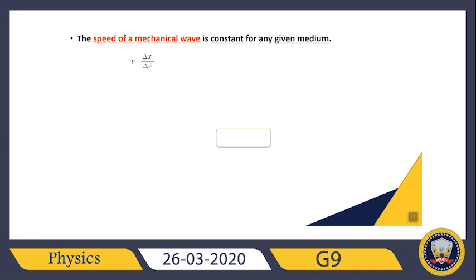So we are going to substitute Δx by λ and Δt by T, capital T, for the period. So it will be v equals λ over T. And since f equals 1 over T, the frequency equals 1 over the period, we substitute 1 over T by f. So simply v equals f multiplied by λ.